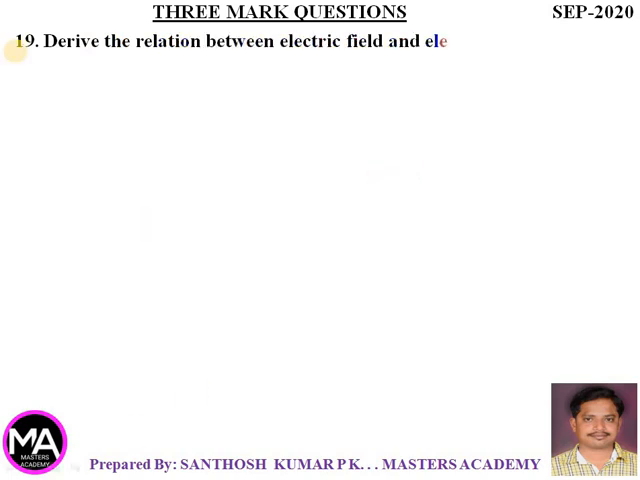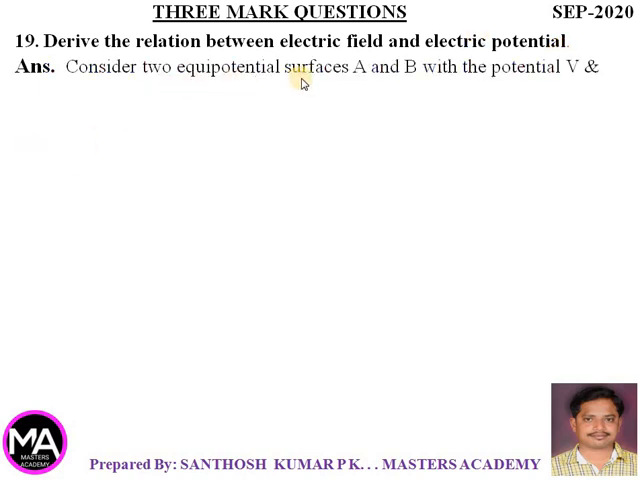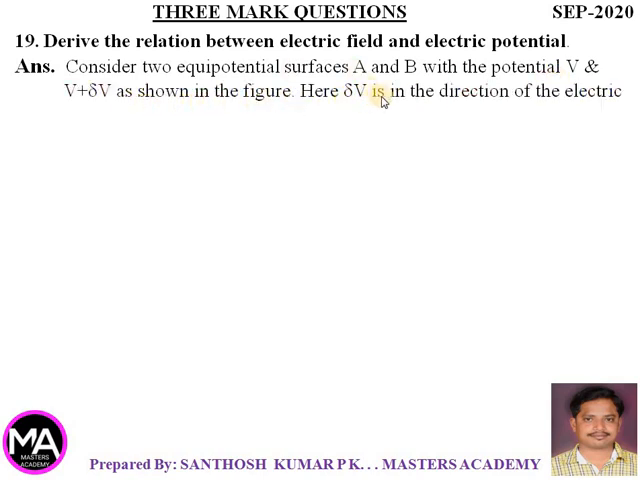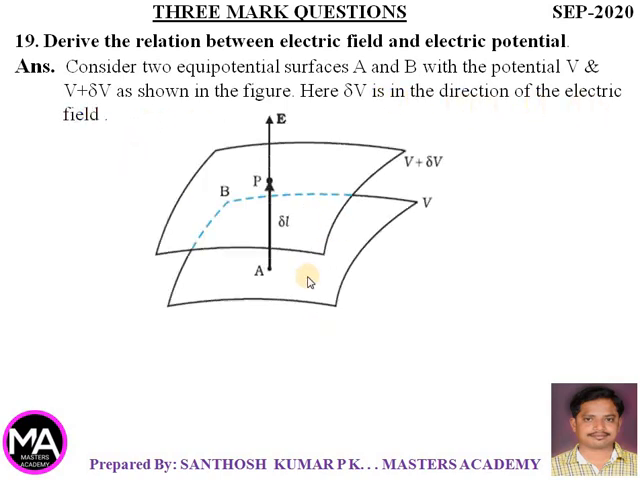19th question. Derive the relation between electric field and electric potential. Answer. Consider two equipotential surfaces A and B with the potential V and V plus delta V as shown in the figure. Here delta V is in the direction of the electric field. So the potential of surface A is V and the potential of surface B is V plus delta V. There is a perpendicular distance between A and B, that is delta L.